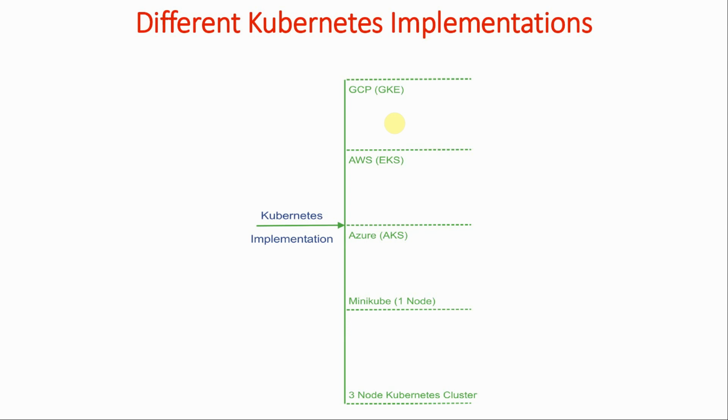So in our case, we will be using the Google Kubernetes Engine for implementing the Kubernetes. Although you can use any of these solutions, if you are using your local system, then Minikube is the best solution. And if you are a little bit technical person, you can implement yourself a 3-node cluster. But just in 5 minutes, you can implement the cluster in GKE. So we will be using that.